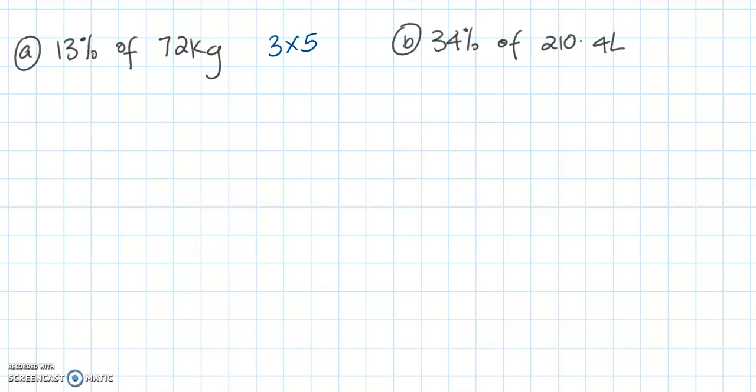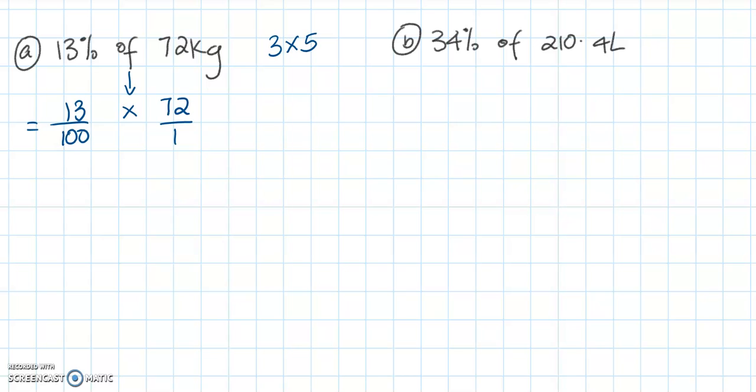Using the same context and the same understanding, 13% of 72 kilograms means 13% times 72 kilograms. So we first rewrite it: 13% means 13 out of 100, of means times 72 kilograms. Because we are working with fractions, we can write 72 as 72 over 1. We can leave it as 72, but it's easier if we write it as 72 over 1.